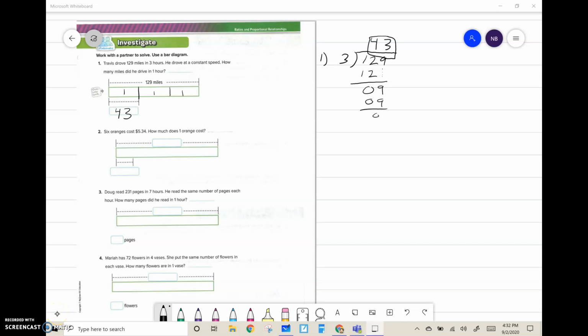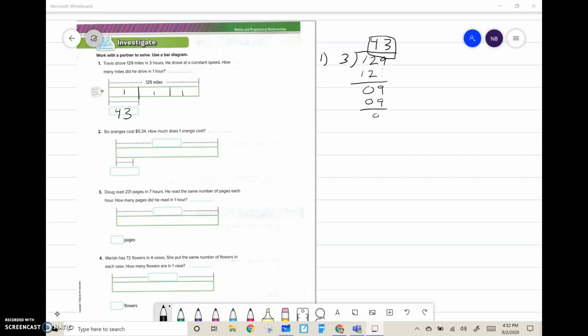Okay, sixth grade. I hope you took the time to work through our investigate problems. And what I've done here is kind of worked out number one for you. Looking at number one, you wanted to break that bar into three pieces. They were looking for how many miles Travis drove in 1 hour, and each bar is going to be 1 hour.